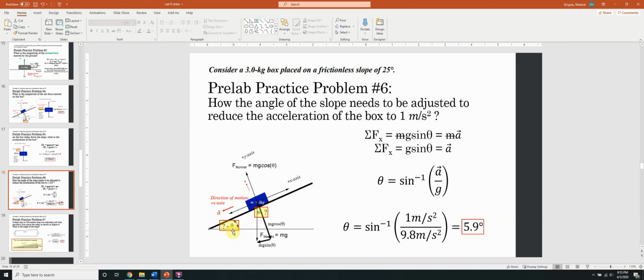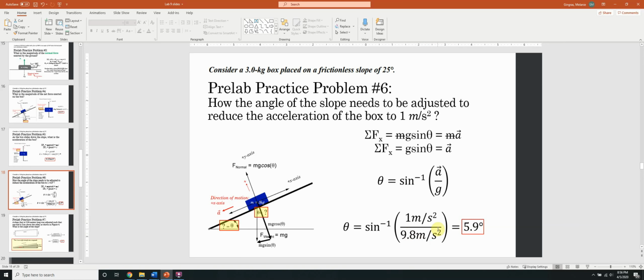This makes logical sense. So we set up our forces in the x direction. Once again, it's still a frictionless slope, so we have mg sine of theta is equal to ma. The m's cancel, so we're left with g sine of theta is equal to a. Now we know that sine of theta would be equal to a over g, right? And we know both of these values, a and g. They told us a is 1, and we know that g is 9.8 meters per second squared. Now we're looking for theta, so we're going to use inverse sine. So sine to the minus 1 of a over g. We plug in those values, right? So we have a is 1 meter per second squared divided by g, which is 9.8 meters per second squared.